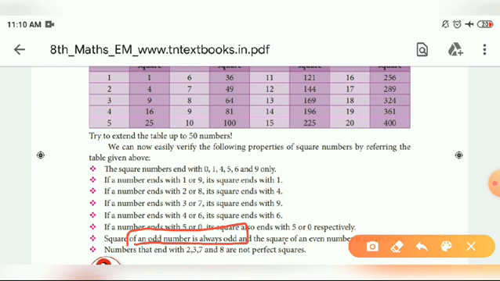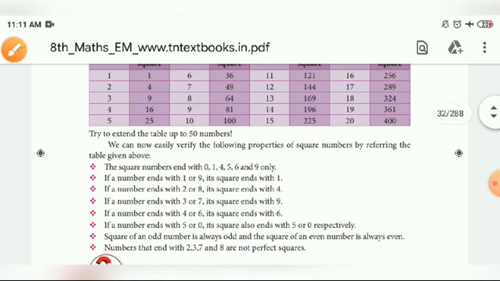The next property: the square of an even number is also even. If you square an even number, 10, you get 100, which is also an even number. If you take an odd number and square it, the result is also odd. If you take an even number and find its square, the result will also be even.